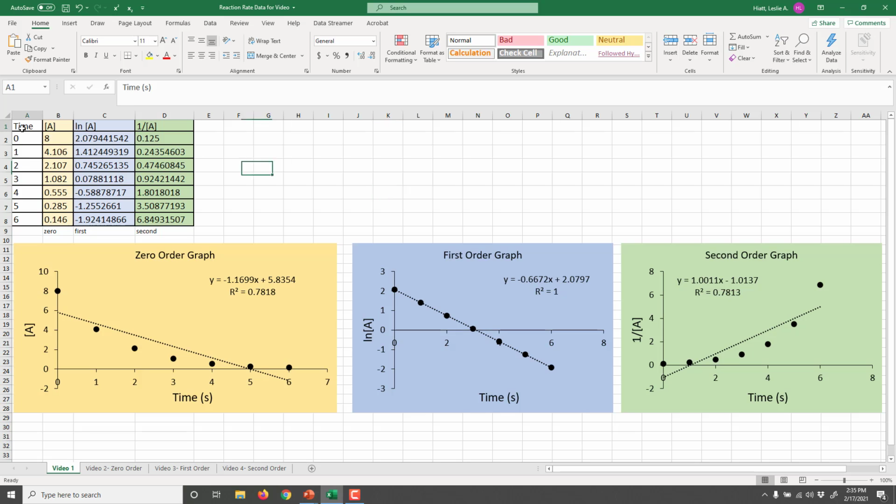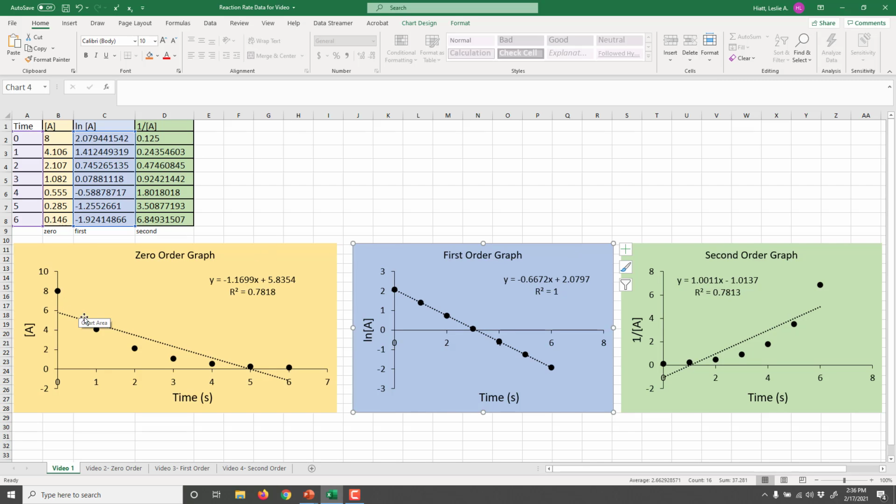So what that means is that for this set of data here, I can most accurately graph it as a line if I graph time versus the natural log of A. How do I know that? It's got my r-squared value closest to 1. Whichever graph has my r-squared value closest to 1, that's going to be my order. So for this data, it's not 0.